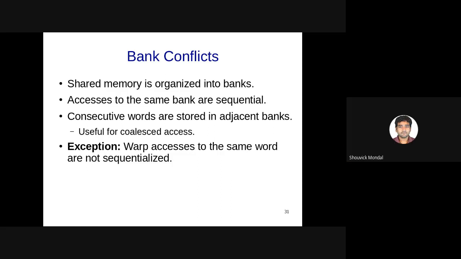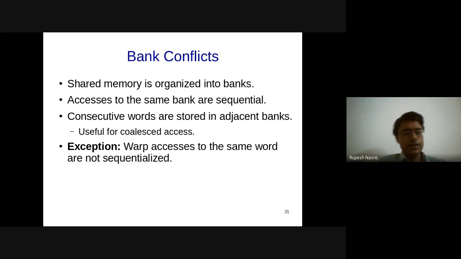Regarding the exception, warp access to the same word are not sequenced. Is it because we are going for the lock step? Because there is lock step, we are guaranteed that there will be a no op in case one thread reads and there is a write in at least one thread. The other threads will not wait, they will go for the no op, and hence the one will not read, the other will not write. So data race won't be there. Is it because of that?